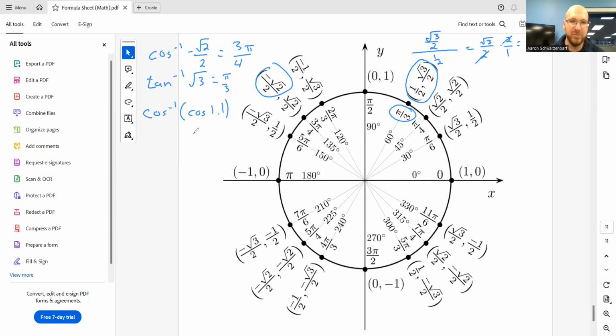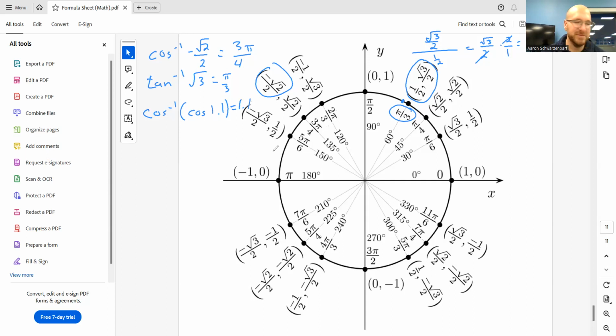The cosine of 1.1, that's an angle measure. It's going to be somewhere in here. Somewhere between pi over 4 and pi over 3. No, right around pi over 3, actually. A little bit more than pi over 3. So it's going to be somewhere here, 1.1 radians. The inverse cosine of the cosine of 1.1 is 1.1. That one was already in my range where I need to go.